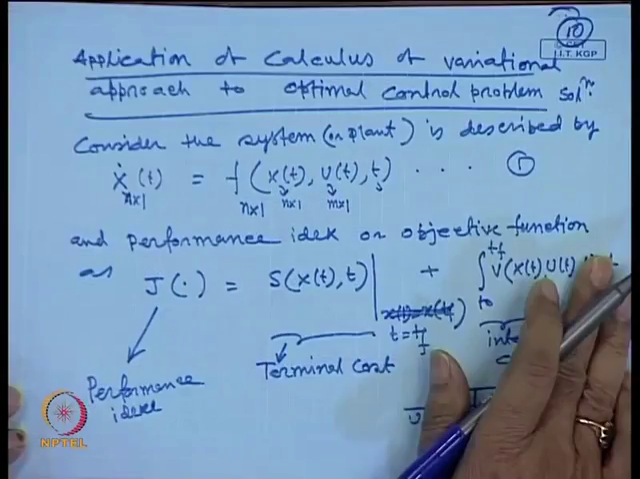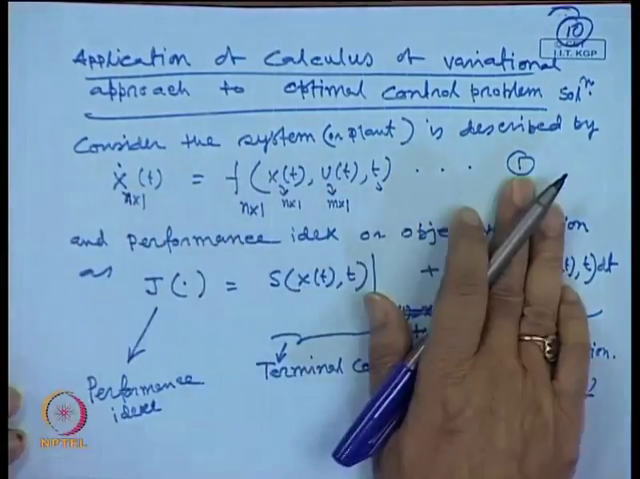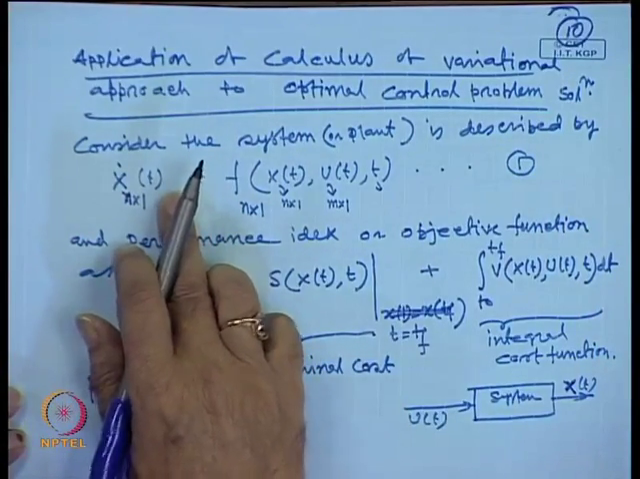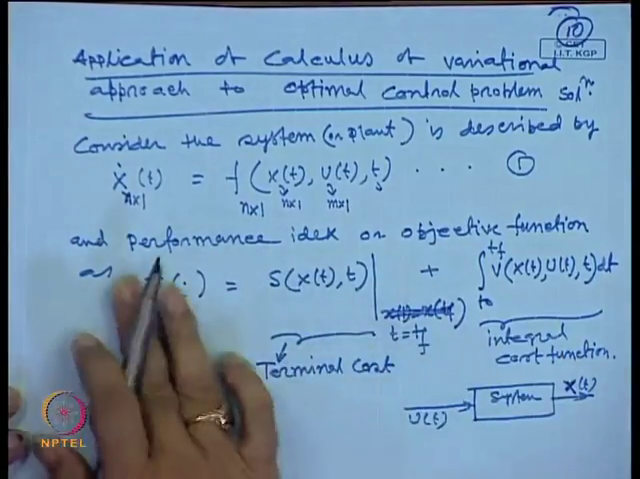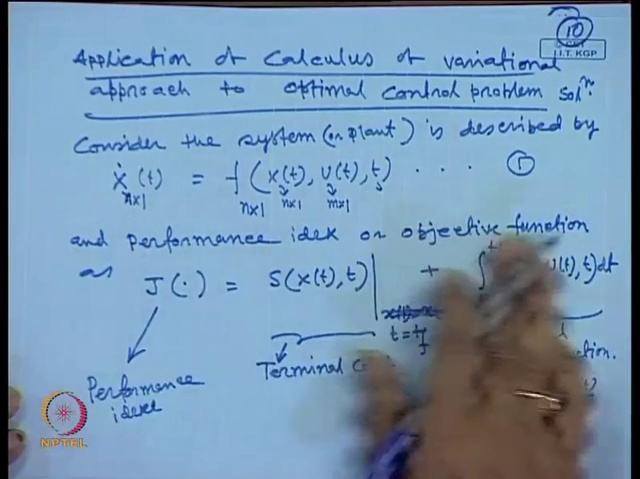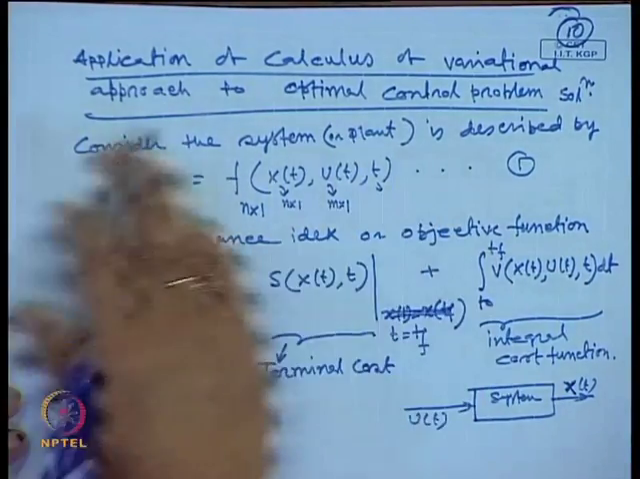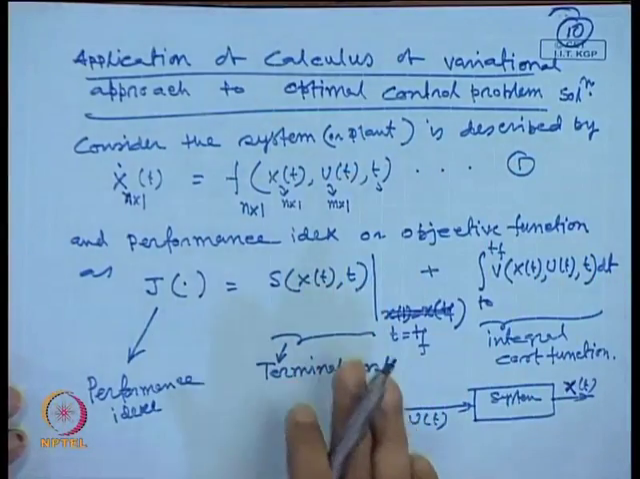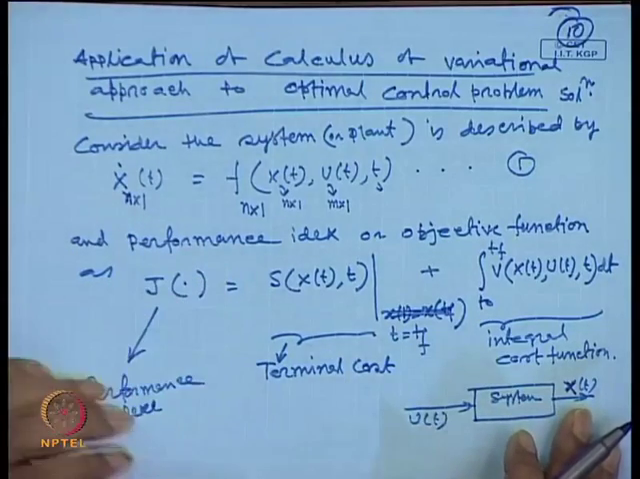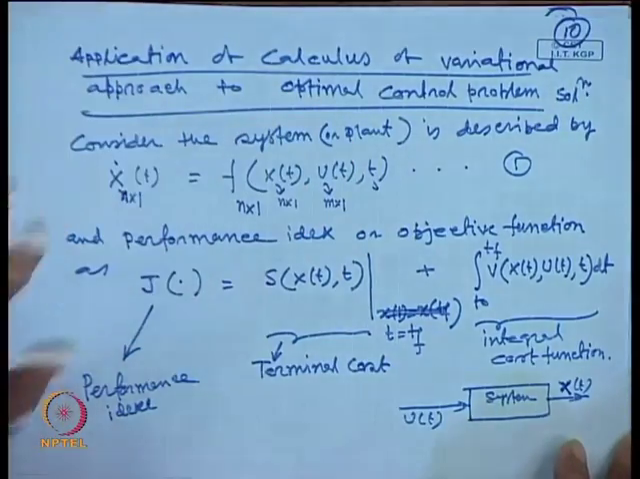Not only that, the control input and state must satisfy this equation. That means you find the control input u in such a way that this functional is minimized or maximized, subject to this constraint, and that constraint is an equality constraint. So, our problem is now becoming a constrained optimization problem, with equality constraints. So, I just write the statement of the problem objective.